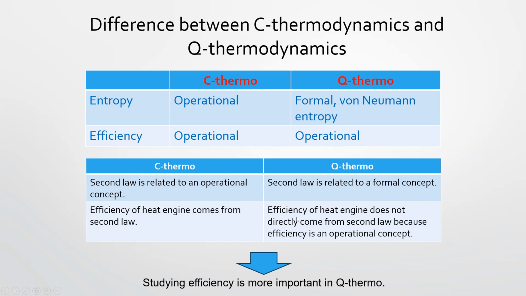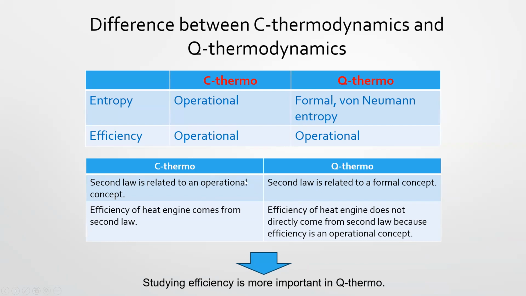However, in the case of quantum thermodynamics, efficiency of heat engine does not directly come from the second law because efficiency is an operational concept, but entropy is a formal concept, not operational. So due to that reason, you cannot directly derive the bound for the efficiency of heat engine from the second law in the quantum system. Due to that reason, studying the efficiency is more important in quantum thermodynamics. This is a big difference from the classical case.